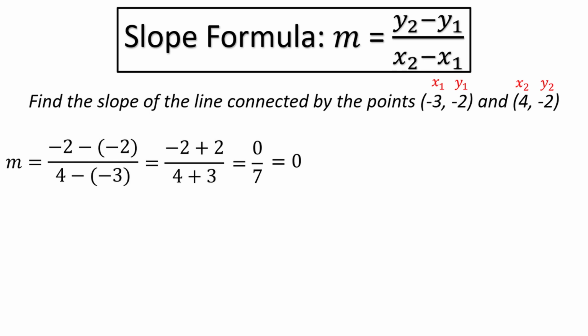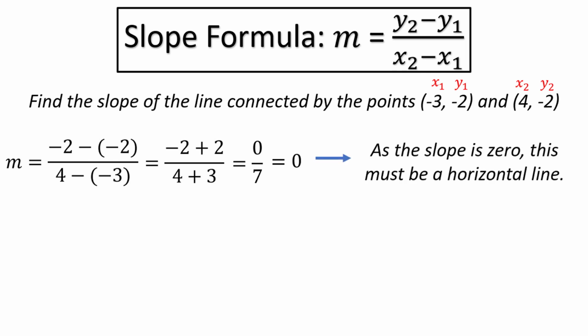Do you remember which type of line has a slope of 0? Horizontal lines have a slope of 0, so that means that the line connected by these 2 points must be a horizontal line. Let's try one more.